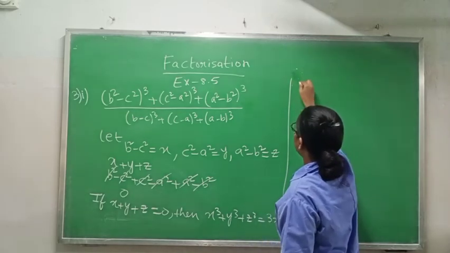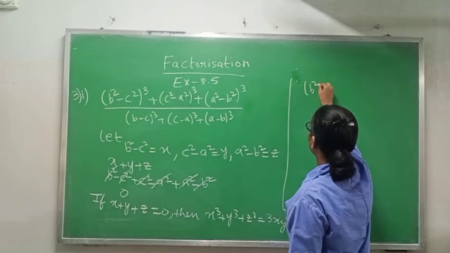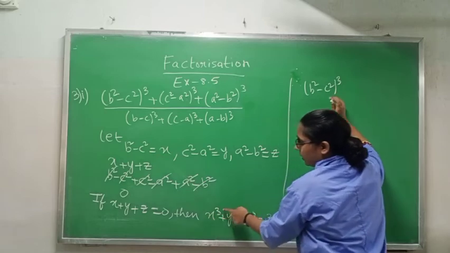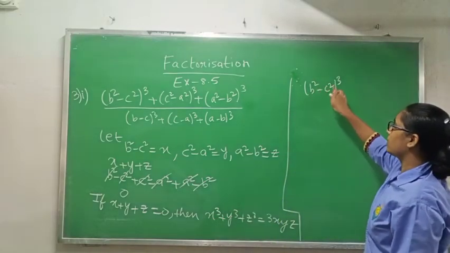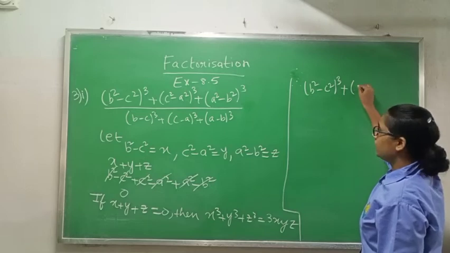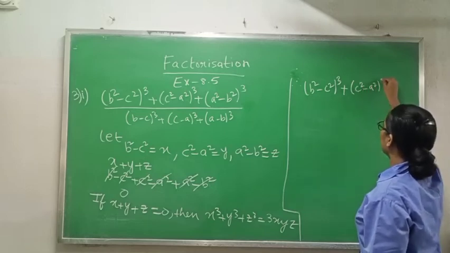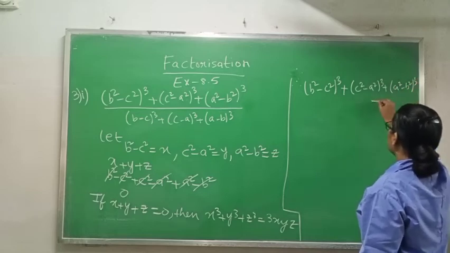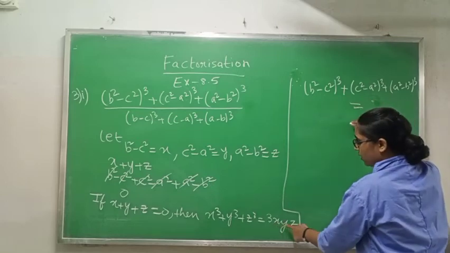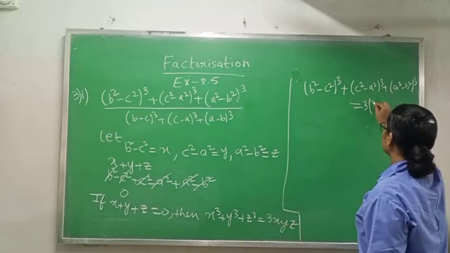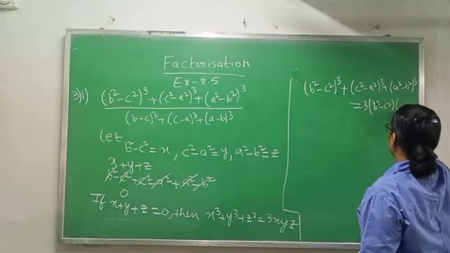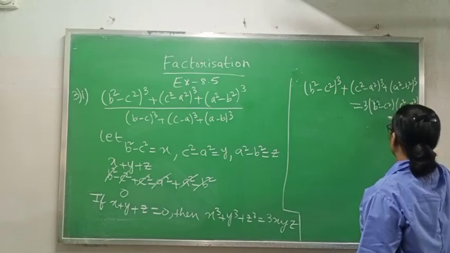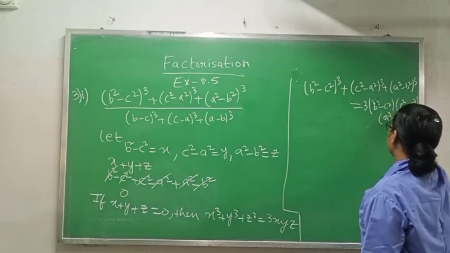Therefore x³ is (b² − c²)³, since you are taking x as b² − c² and it has a cube. Then plus (c² − a²)³ plus (a² − b²)³ equals 3xyz. Means you have to put 3, x is b² − c², y is c² − a², and z is a² − b².